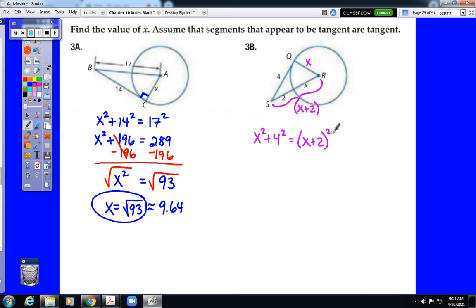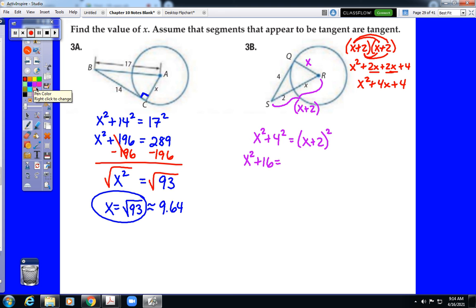And then once again we have to be careful. x squared plus 16 equals, and then on the other side we have to FOIL x plus 2 times x plus 2. Well, x times x is x squared, x times 2 is 2x, 2 times x is another 2x, and 2 times 2 is 4. Combine like terms, we're looking at x squared plus 4x plus 4. So the right side of our equation should be that, x squared plus 4x plus 4.